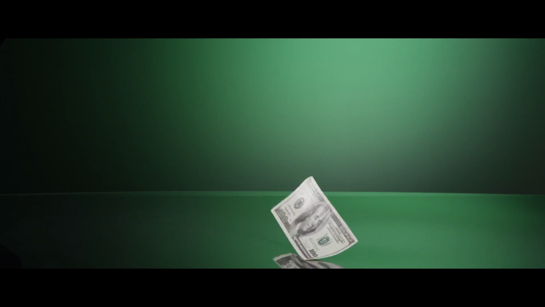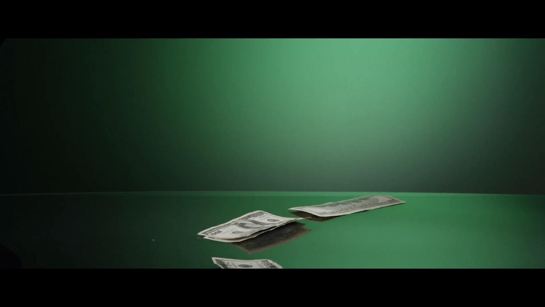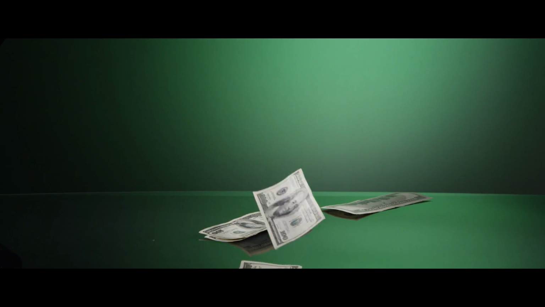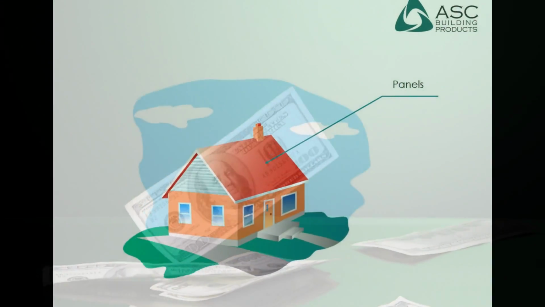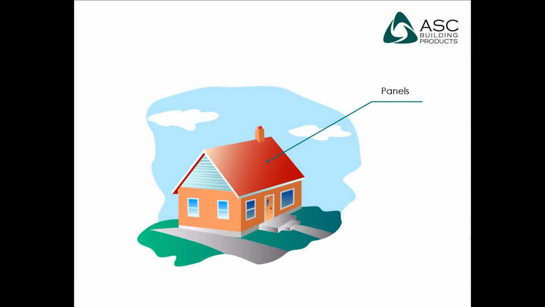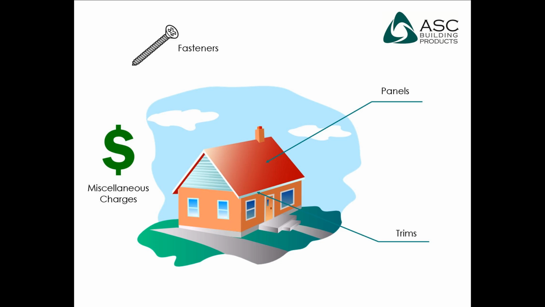Ever wonder what the easiest way to price a project is? It all comes down to what you need to complete the project. That comes down to 4 factors. How many panels do you need? What trim pieces do you need? What fasteners do you need? And are there any miscellaneous charges? Let's take a closer look.